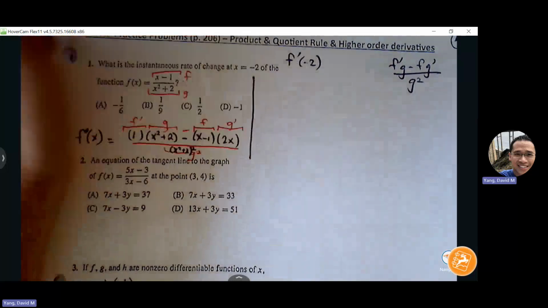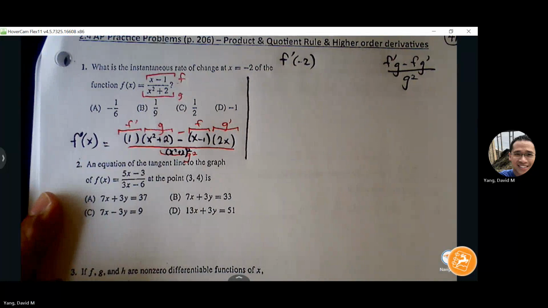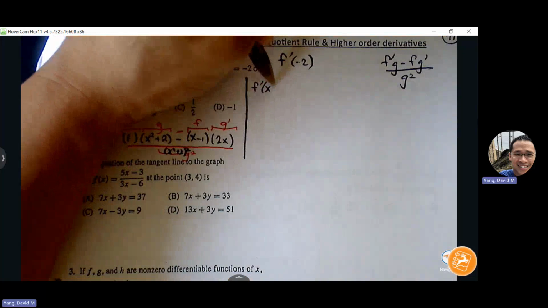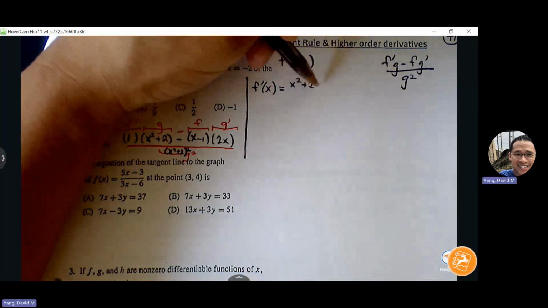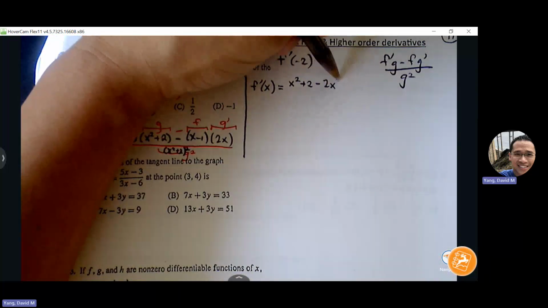Okay, I know it looks messy, but that is the process to find the derivative. Let me just do some cleanup before I actually plug in the -2. Feels a little bit cleaner here. I'm going to distribute the 2x through here, minus 2x squared.